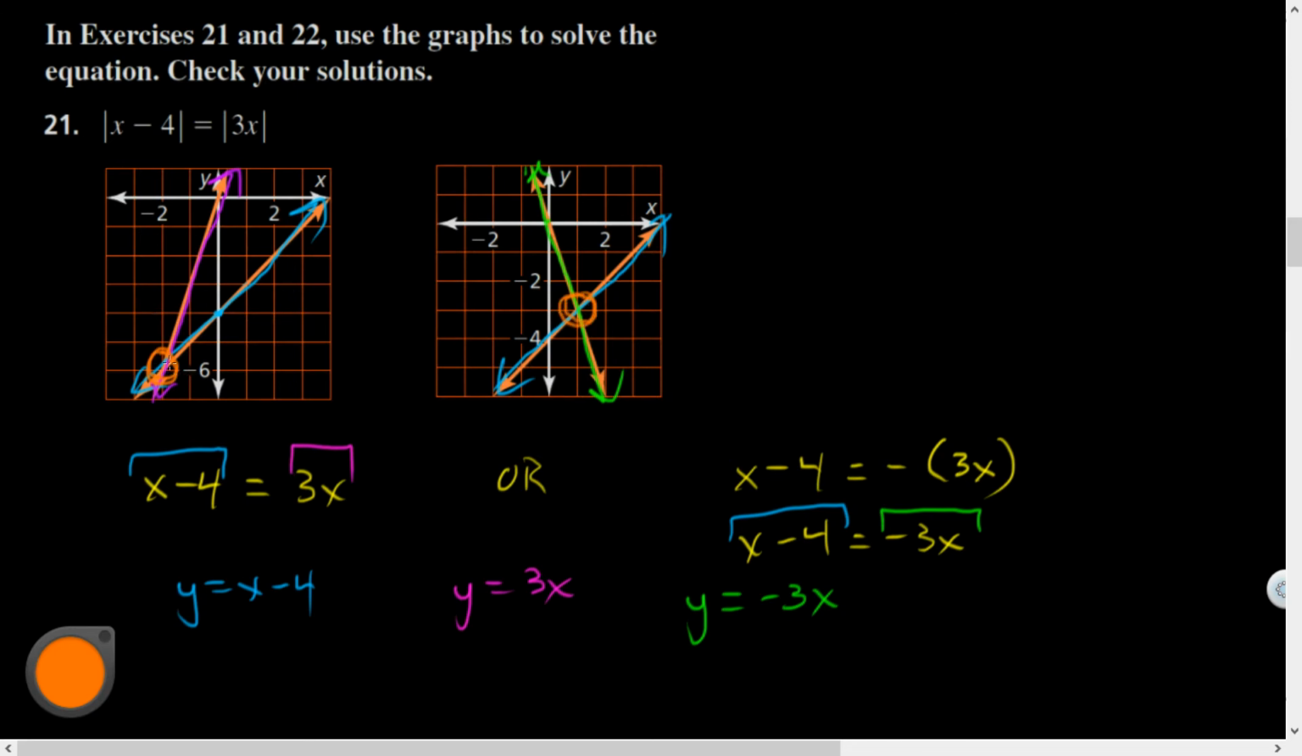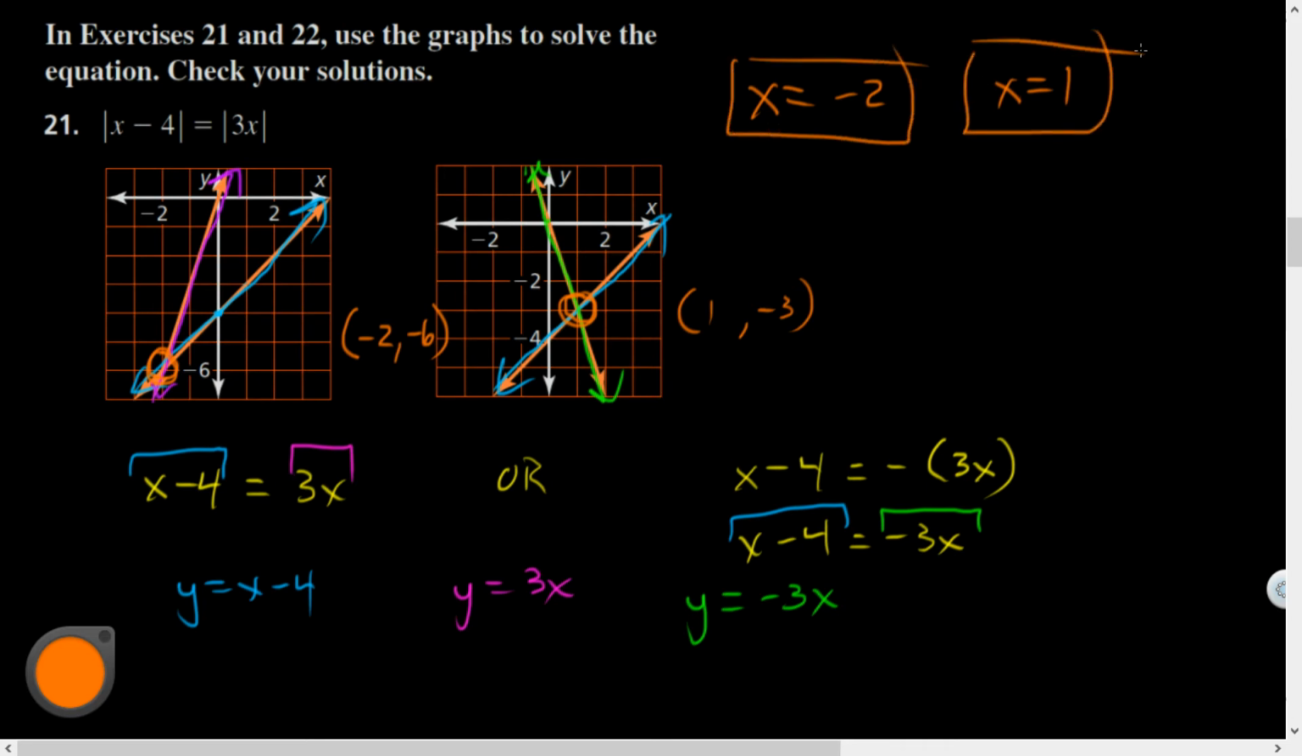What are the coordinates of this point here? Oh, x then y. -2, then -6. And what are the coordinates of this point here? Yep, and x first. So 1, -3. So my actual solutions to this problem are x equals -2 and x equals 1. And I only care about the x coordinates of those points.